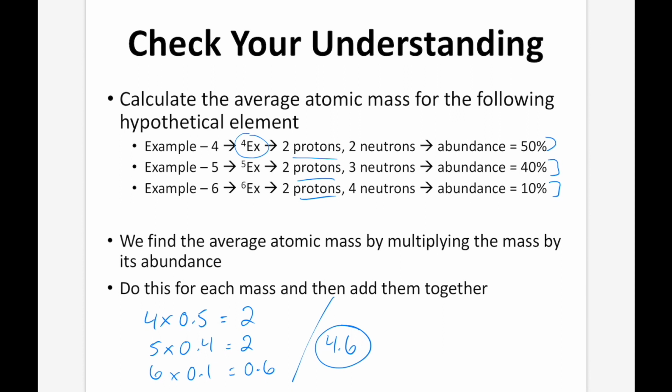Now we said it would be close to 4 because the most abundant is 4. However, there is still a pretty good percentage that's at a mass of 6. Therefore, that's going to bring it closer to 6, but not as close as it is to the 4 because the 4 is the most abundant.